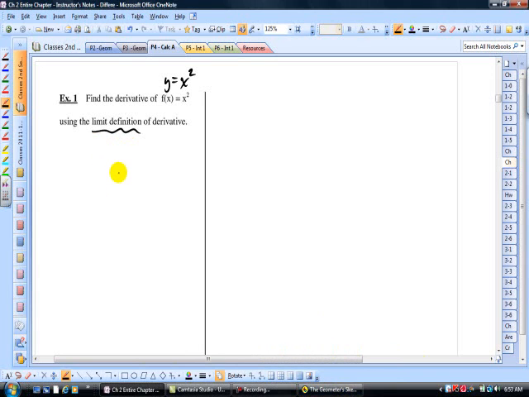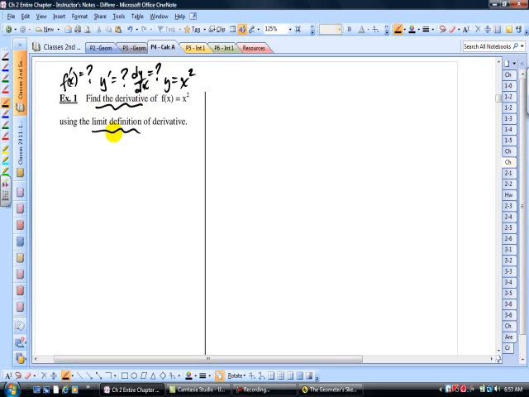Okay, so here we go on our first example of how to find the derivative of y equals x squared. When it says find the derivative, that means find y prime. What is that equal to? Or you can say f prime of x. What is that equal to? Or you can say dy/dx. What is that equal to? When it says find the derivative, that's what I'm saying.